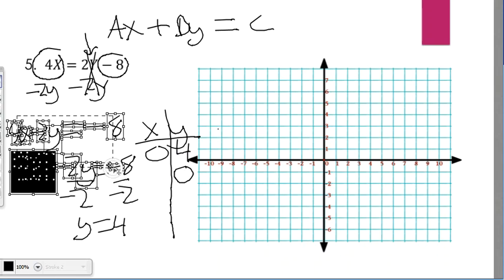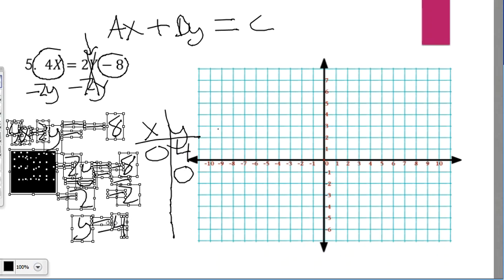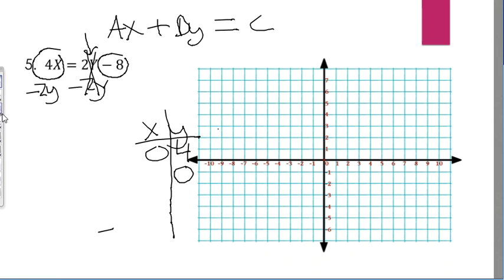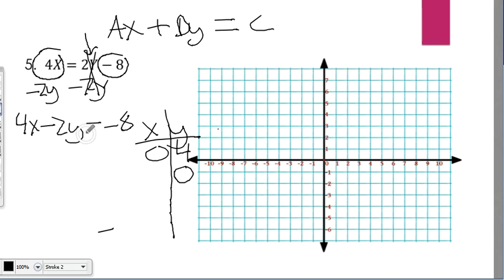Okay, and then let's go ahead and take this same equation, only this time we're going to let the y be 0. So we have 4x minus 2y equals negative 8. This time we're going to let the y be 0. So 4 times x minus 2 times 0 equals negative 8.